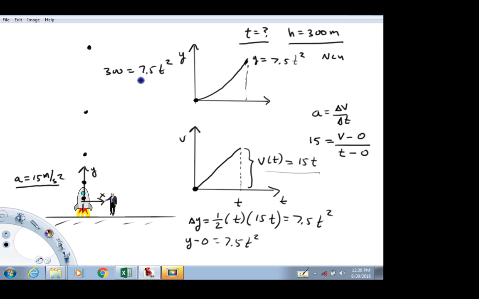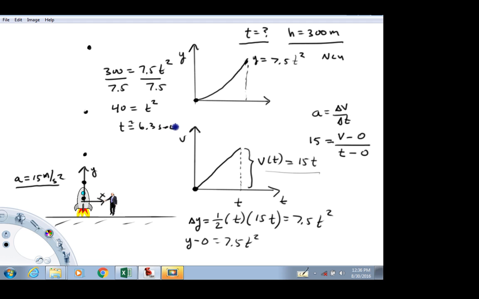And now what we need to do is divide both sides by 7.5. Would somebody give me a value for that, please? What's 300 over 7.5? 40? So this is going to read 40 equals t squared. And then we would square root both sides. So t is going to equal, somebody give me the square root of 40? Say what? 6.32. Let's just say approximately 6.3 seconds is good enough.